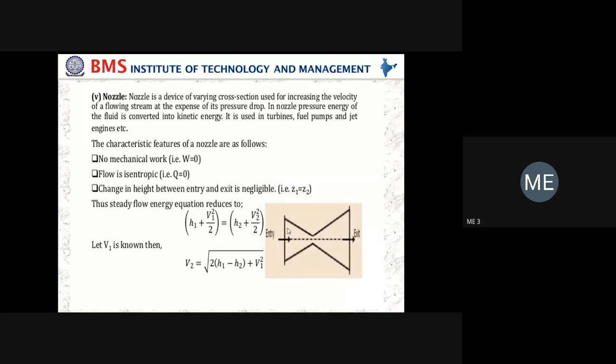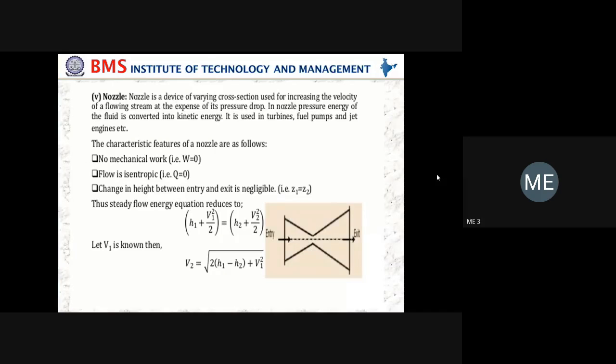Third device is our nozzle. They say nozzle is a device of a varying cross section called as convergent divergent nozzle. What you are seeing on the screen is a convergent divergent nozzle. It is used for increasing the velocity of flowing steam at the expense of pressure drop. Pressure decreases, the velocity increases.